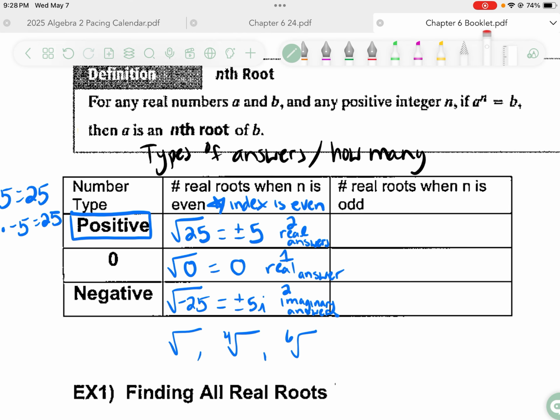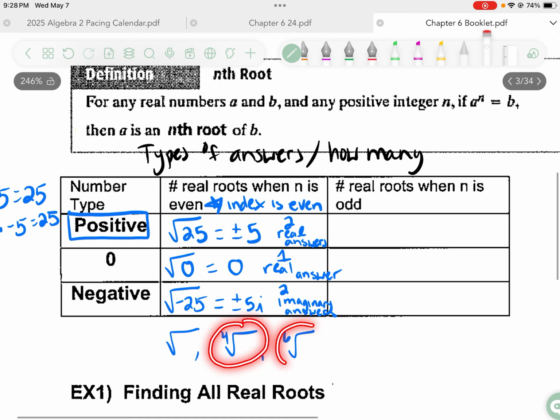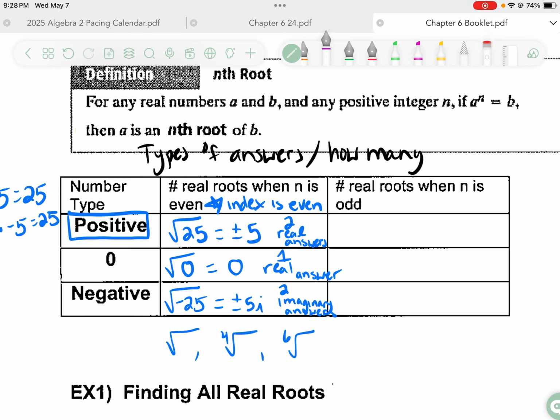Okay, so that holds true whether we have a square root, a 4th root, a 6th root, anything that has an even index. So now let's look at some examples where we have an odd index. For example, cubic root, 5th root, 7th root, so on and so forth.